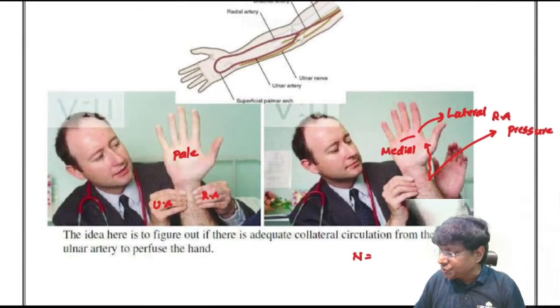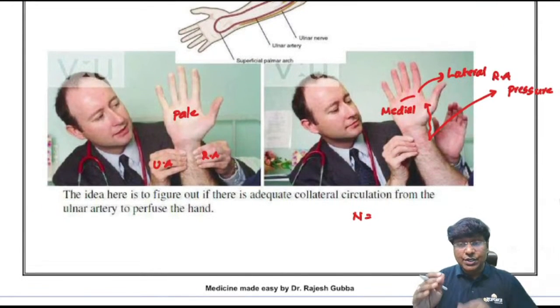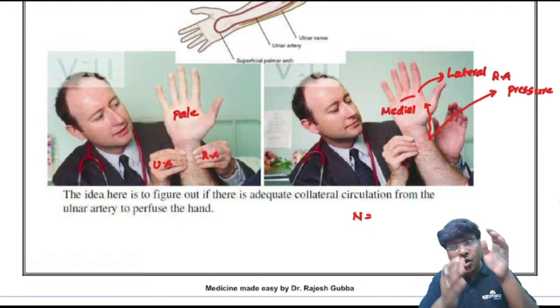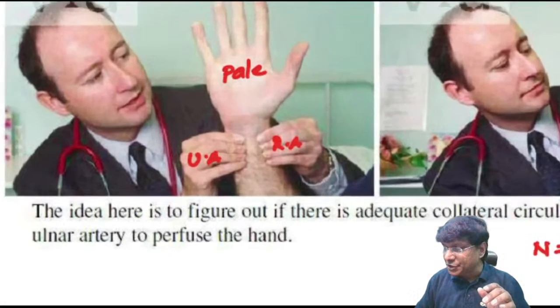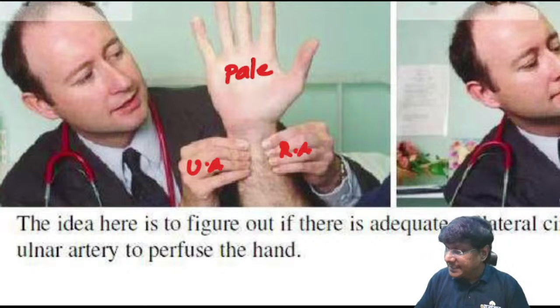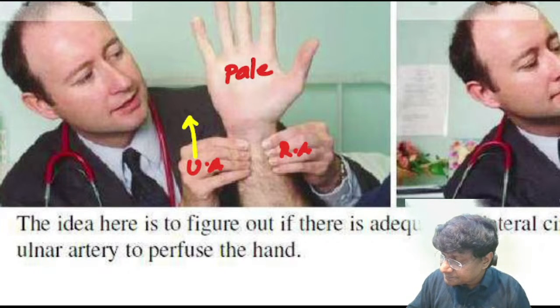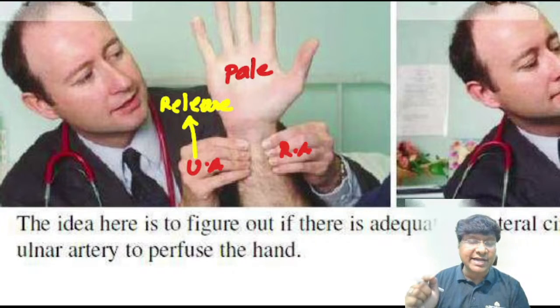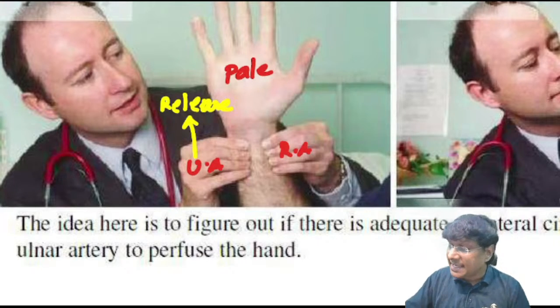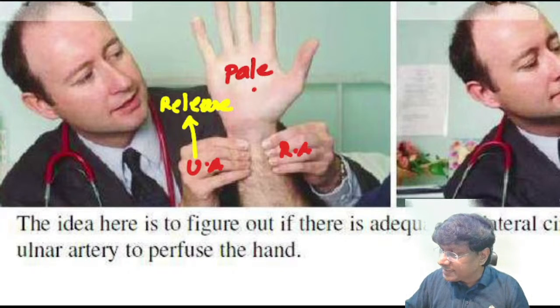The next thing you have to do is do it in an alternative manner. Now, what will you do? Now release the ulnar artery pressure. Once you release the ulnar artery pressure, again the same thing, the entire palm should become red.